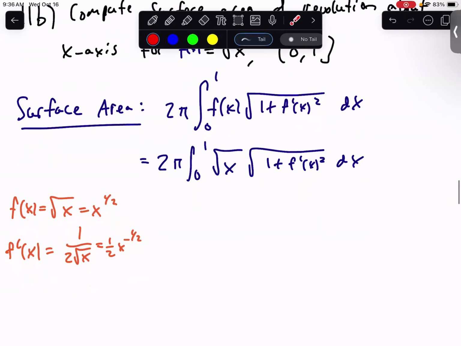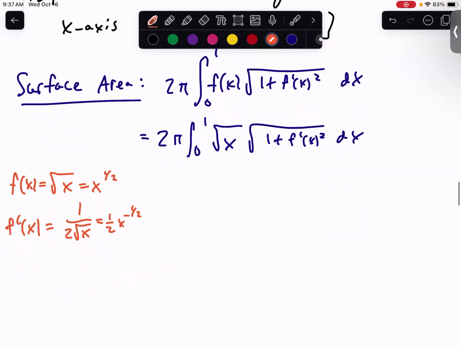And so, once we determine this, I'm really just repeating the process we did for the arc length formula. We're doing 1 plus the derivative squared. So what happens if we have 1 plus f prime of x squared?